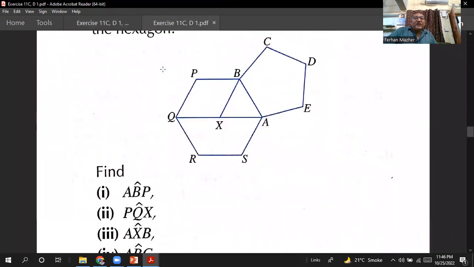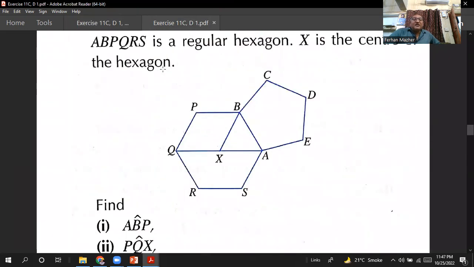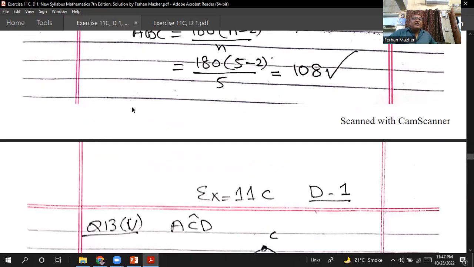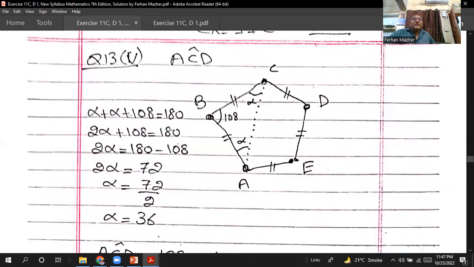Now they want me to find out ACD. So if I join A and C with each other, so let me show you. Here we go. If I join A and C with each other, the ABC will be an equilateral triangle. I said equilateral triangle, no, it will be an isosceles triangle, sorry, because the AB side and the BC side will be equal to each other.